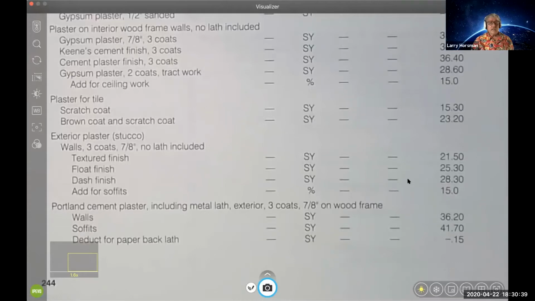And so we're seeing that on wood frame. Now, if you look below, you've got to be careful when you're looking at these things. You will notice that we have a significantly higher cost. And that deduction for paper-backed lath is there because there are some proprietary systems where the paper and lath come out as one piece, and so you don't have a separate installation for that.